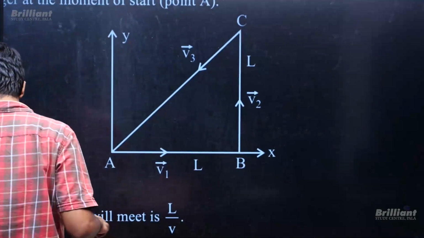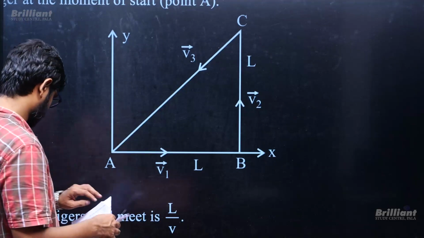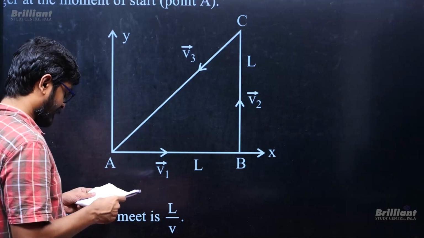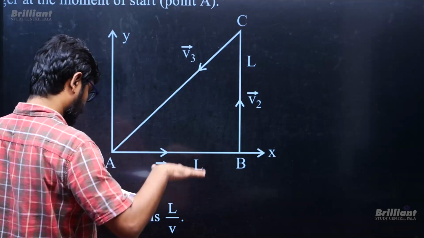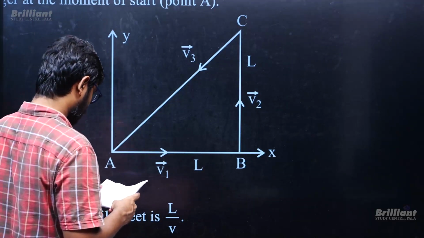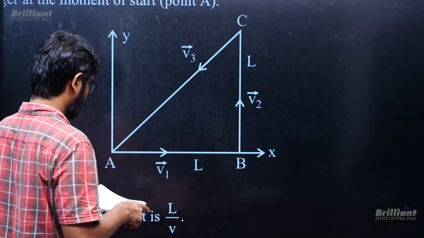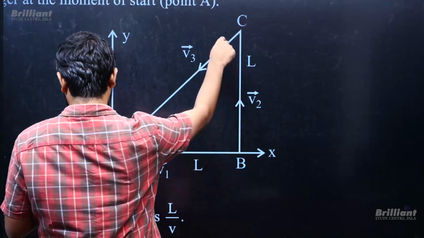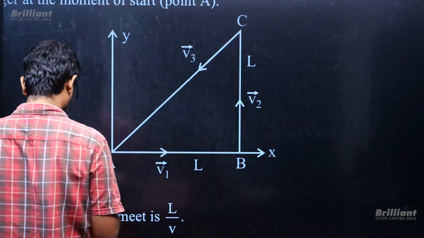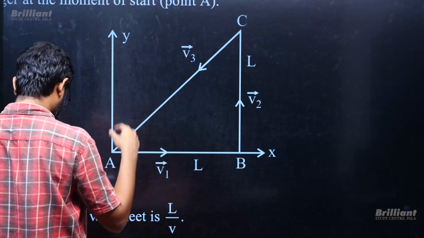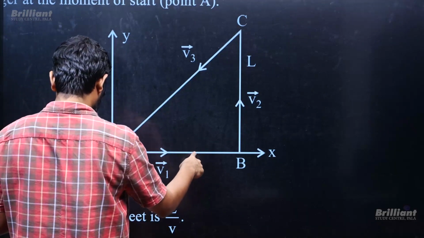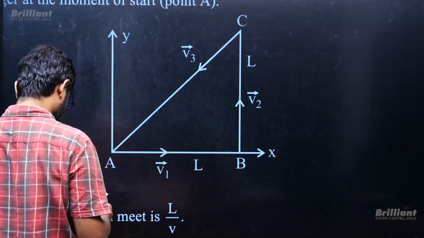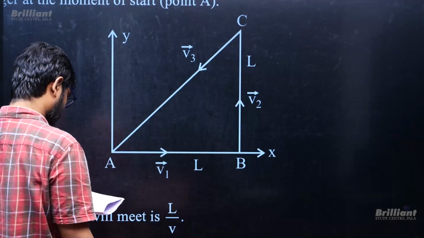So the next question: 3 tigers simultaneously begin to move along the horizontal surface with constant speeds. The velocity of the first tiger at any moment is directed towards the second, and the velocity of the second towards the third, and the velocity of the third towards the first. At the initial moment, tigers form a right angle triangle of lengths L, L, so this angle will be 45, 45, and this is root 2L. Consider the size of the tigers to be much smaller than L.